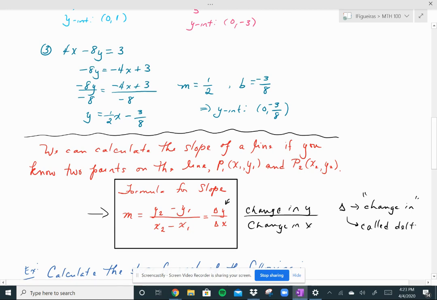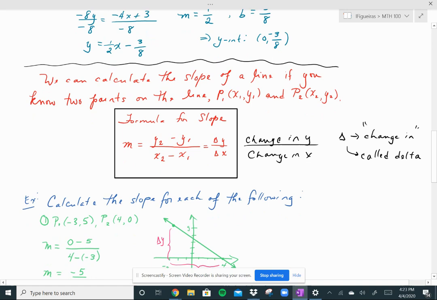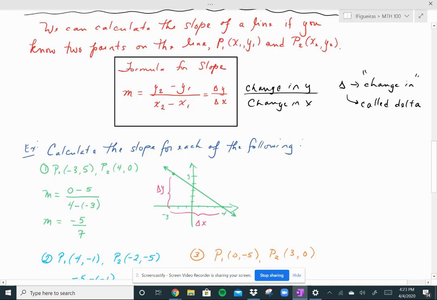So that's a Greek letter, and that means the difference in something. So change in something means the difference in something. So delta y and delta x means the change in y, or the difference in the y values, divided by the difference in the x values. Okay, so that's a formula that you would want to memorize. It's useful in this course as well as future math classes.